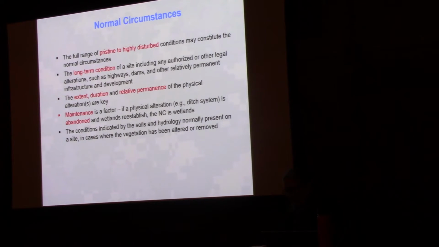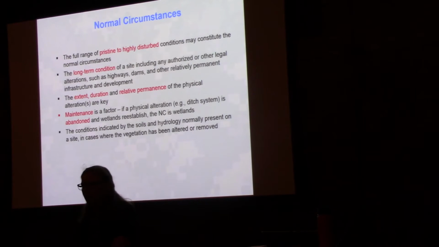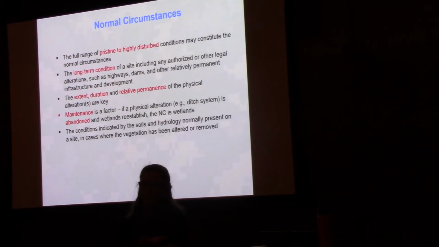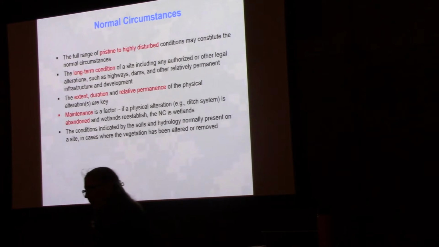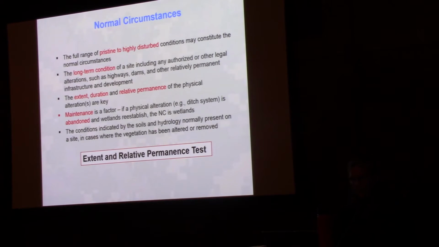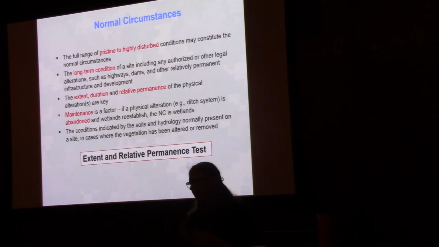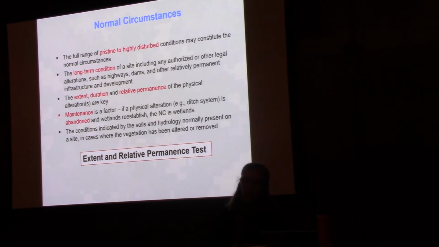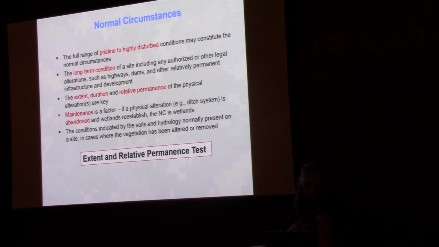So it really is because it's the vegetation that initially started the review of this concept of normal circumstances. We're really looking for what the soils and hydrology are, and really what the hydrology is, because that's what drives wetlands. So if you were to walk away from a site and there's enough hydrology there that it would, on its own, support hydrophytes, then that's what would drive the site. So again, that concept of extent and relative permanence of whatever alteration it was.